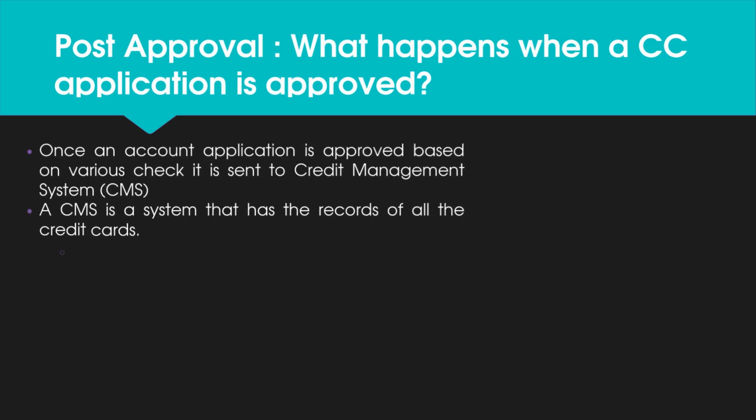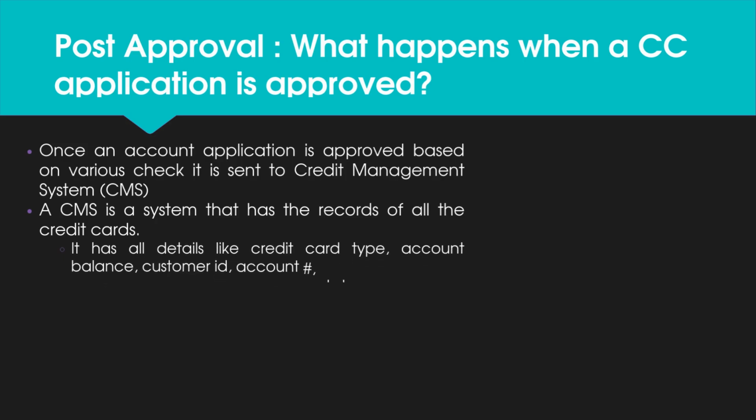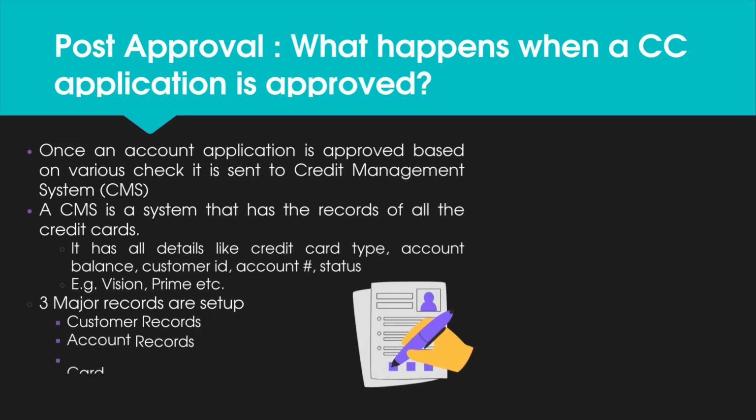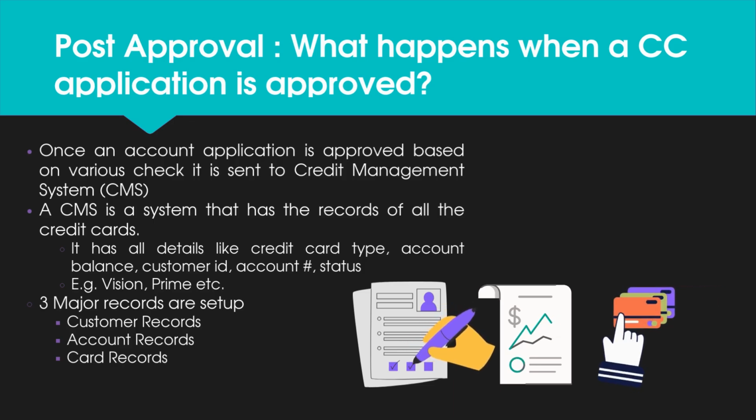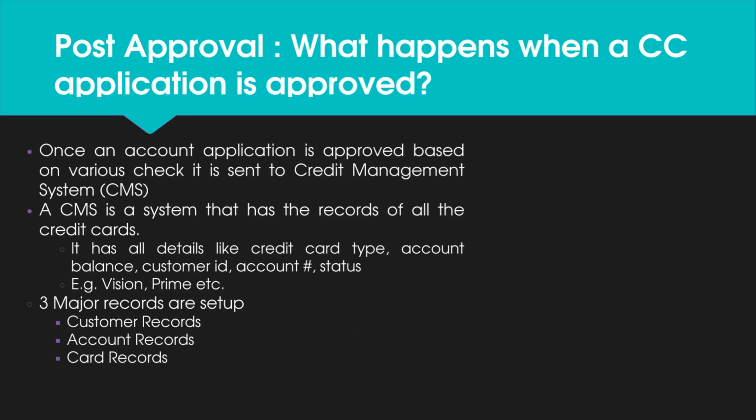The bank begins the post-approval process by setting up 3 key records: the customer record, the account record, and the card record. These records manage everything about your credit card relationship with the bank. But what does each one do?